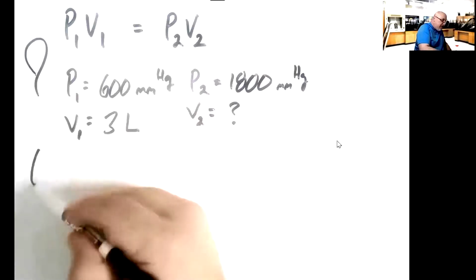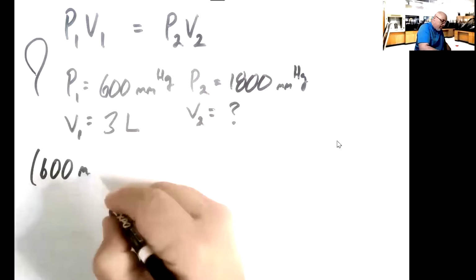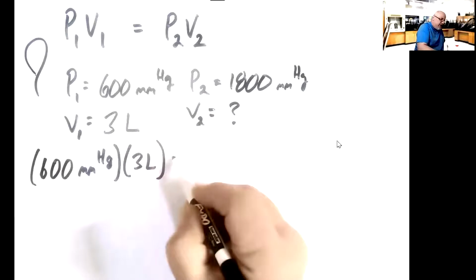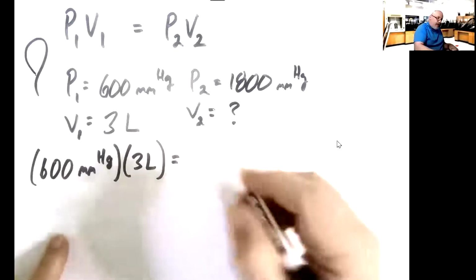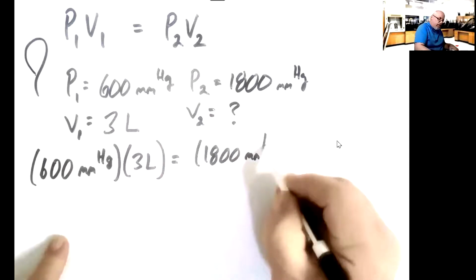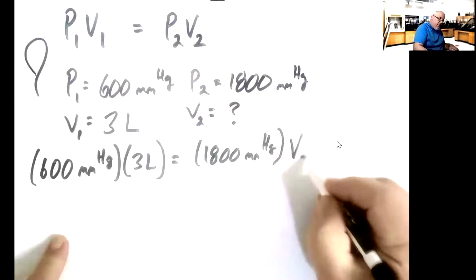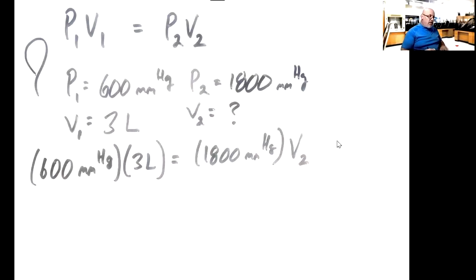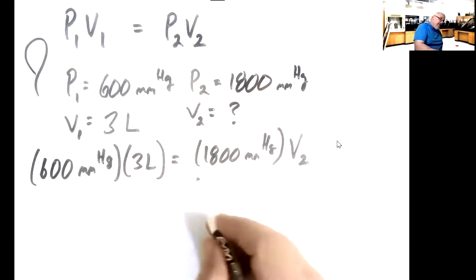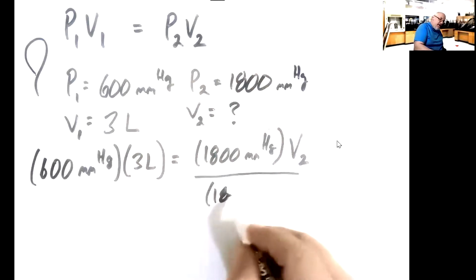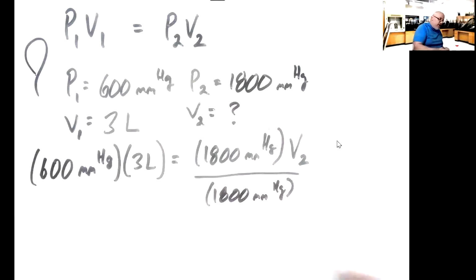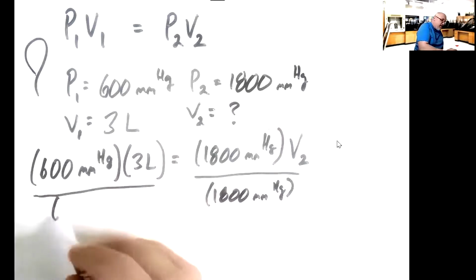Okay, so P1 is 600 millimeters of mercury, and we multiply that times 3 liters. So that's our left-hand side. And then P2 is given, it's 1,800 millimeters of mercury times an unknown V2. Now again, we want to solve for V2, so we want to get rid of everything that's there. So to do that, we're going to divide this side by 1,800 millimeters of mercury. But of course, whatever we do on the one side, we have to do the other as well.